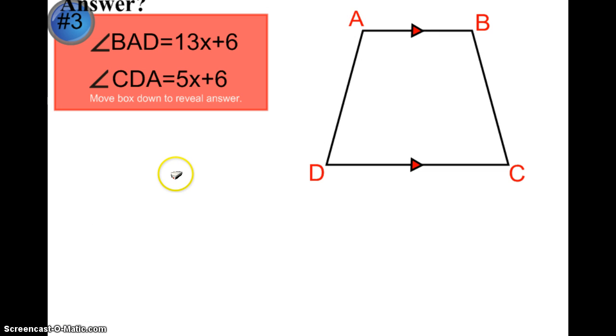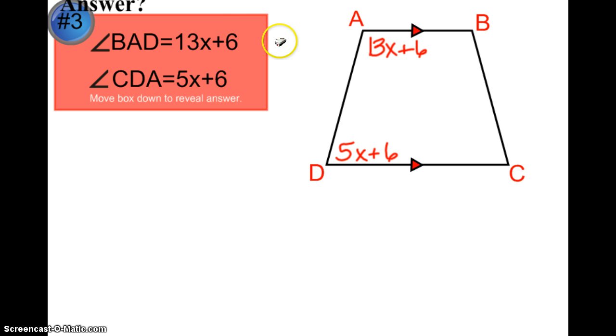Alright, the next problem has to do with the trapezoid again. You should be able to identify one set of parallel sides gives us a trapezoid. And we're given angle BAD is 13x plus 6, and angle CDA is 5x plus 6. These are same side interior angles, okay, that makes them supplementary. So they're un-common base angles.